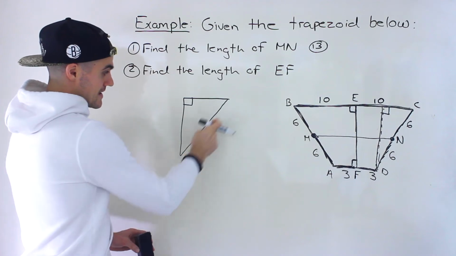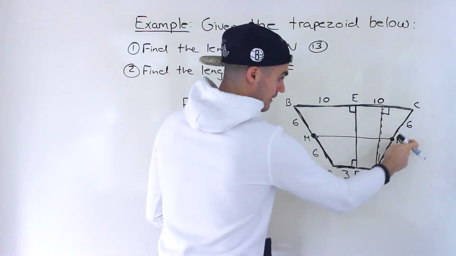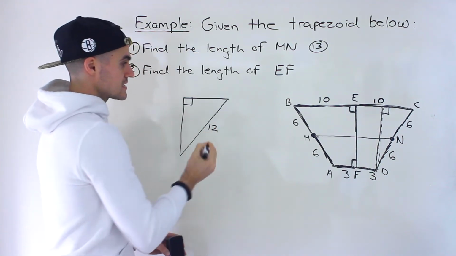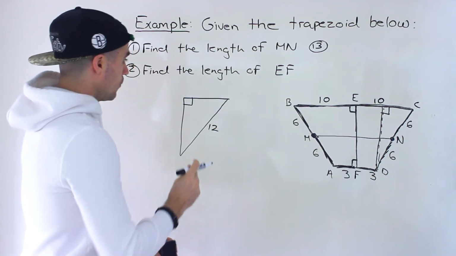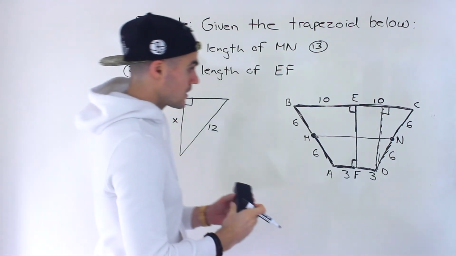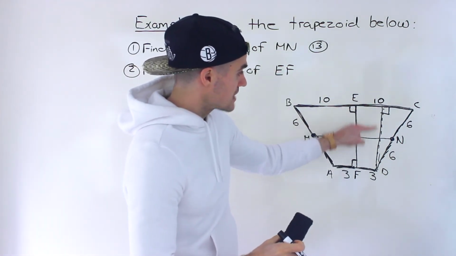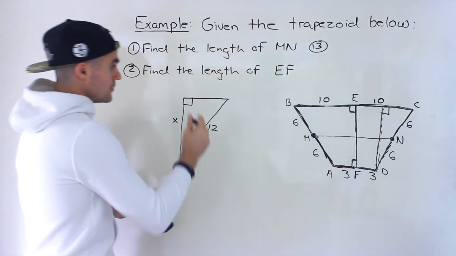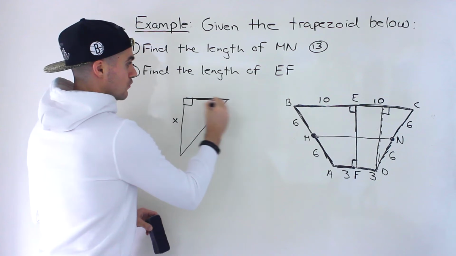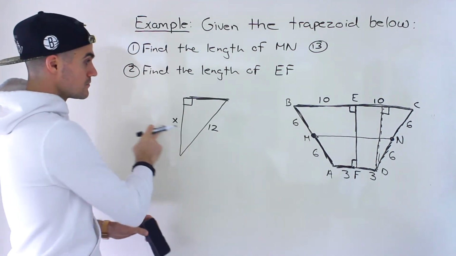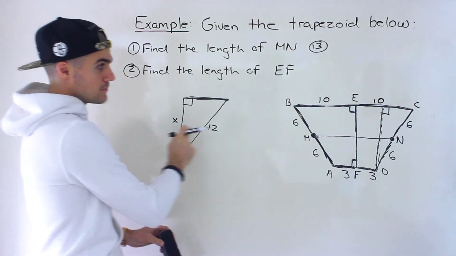Now we know that this length, CD, is 12, right? The 6 plus 6. What we're solving for is this length, so we can label that X, right? We're solving for EF, which is the same as that length. We're just shifting it over. The problem is we need this over here. And then if we have the length of this, then we could just use Pythagoras theorem to solve for that X. Problem is, how can we get that?